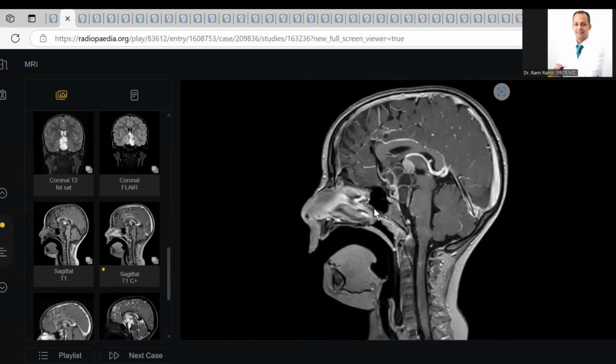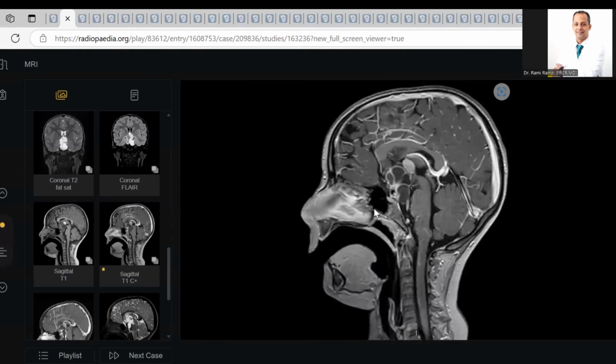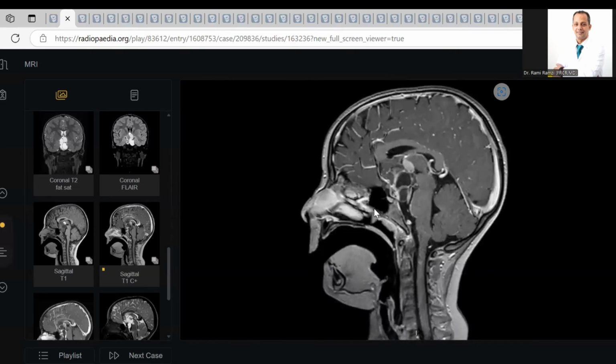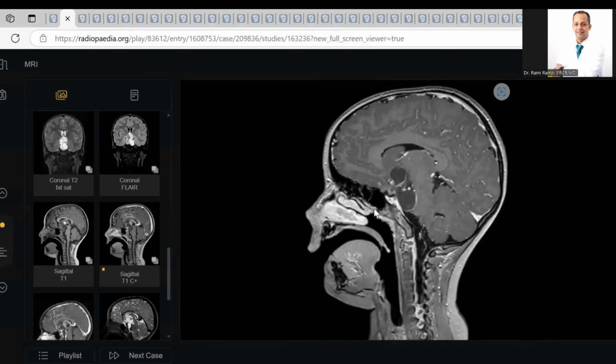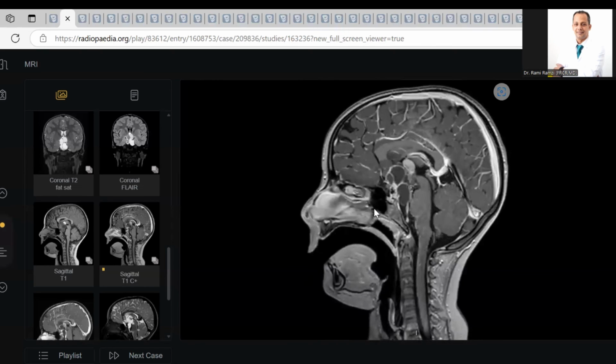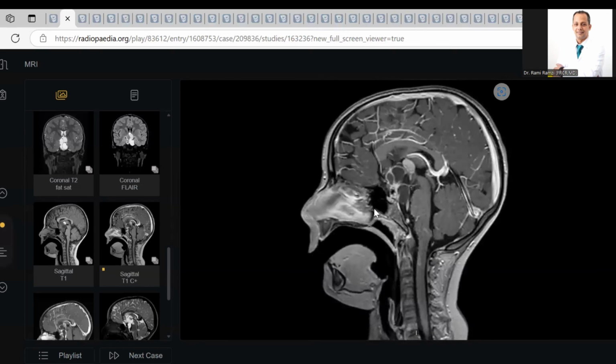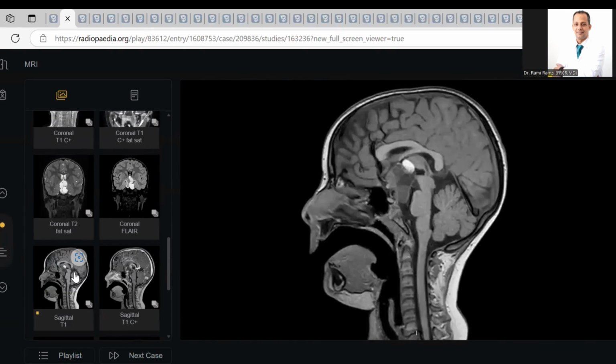Actually, this image is too small, I think. I would like to zoom it. There is a multilocular cystic lesion with septal enhancement, and there is some enhancing nodule also at the superior margin. Excellent. So in a small child, my first differential would be a craniopharyngioma.